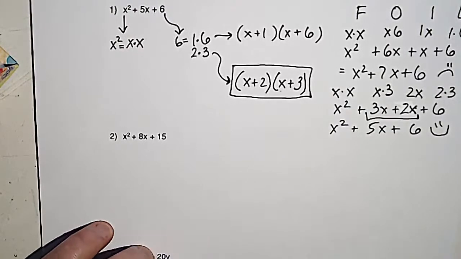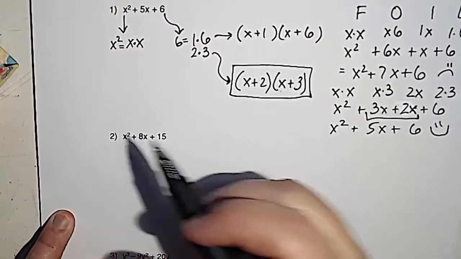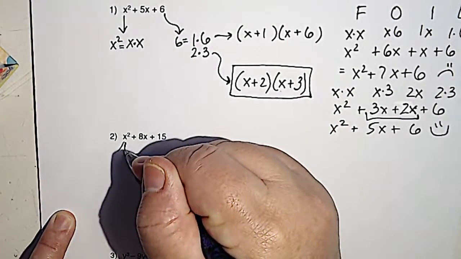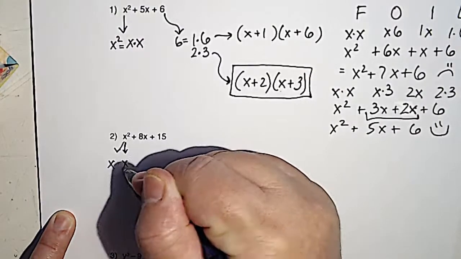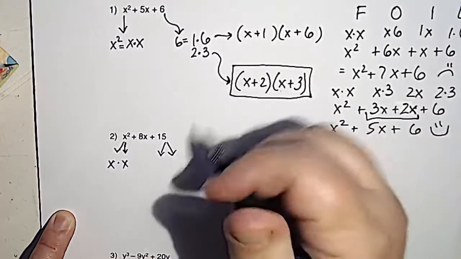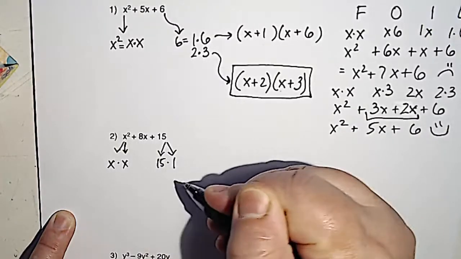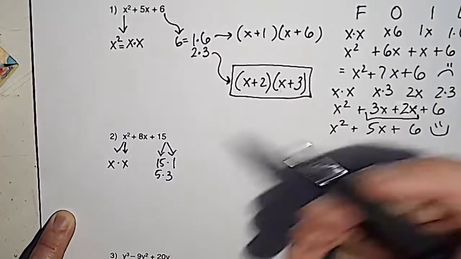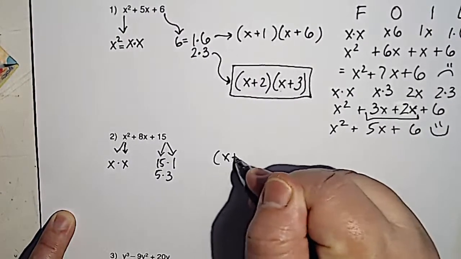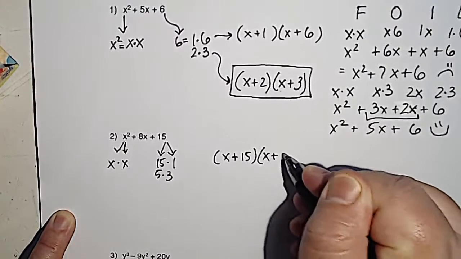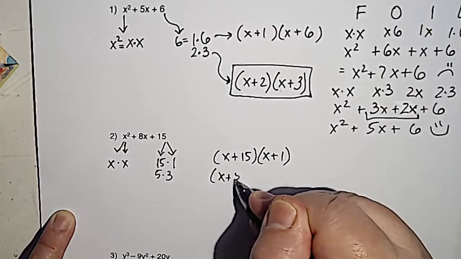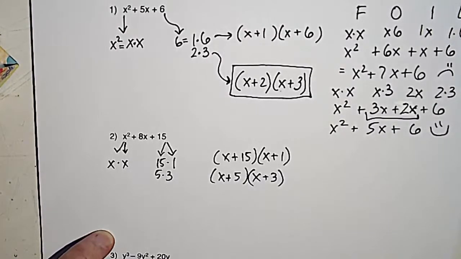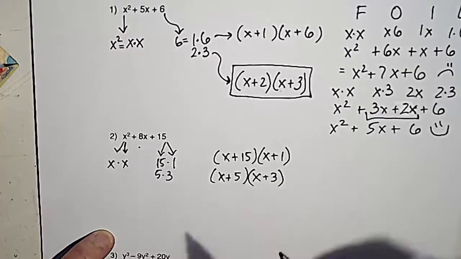Now, as we're going through this, I'm hoping you're looking for other patterns because there is a pattern you can see to all of these on this page. Okay, x squared is x times x. 15 could be 15 times 1 or 5 times 3. Anything else? I think it's just those two. Okay, 2 possibilities. Let's try them. x plus 15, x plus 1, or x plus 5, x plus 3. Now, did you guys pick up on what the pattern is? If you look at these 2 options, we're looking for a number 8 in the middle.